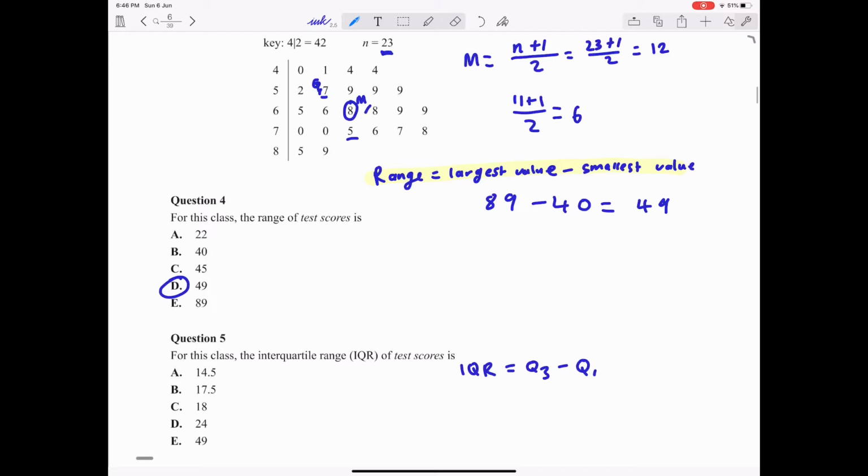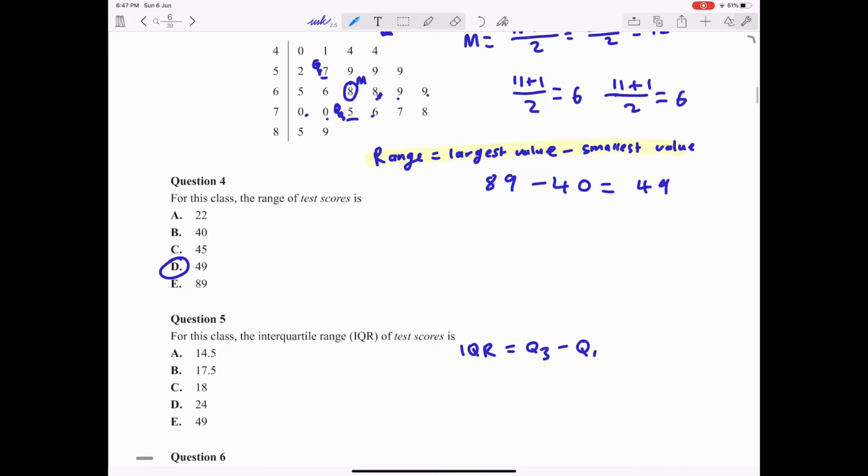So to find Q3, you do the same thing for this section. If you add this up, it'll be 1, 2, 3, 4, 5, 6, 7, 8, 9, 10, 11. Sorry, 11. 11 plus 1 divided by 2 equals 6. So you count 6 from after the median, which is 1, 2, 3, 4, 5, 6. So therefore 75 is Q3.